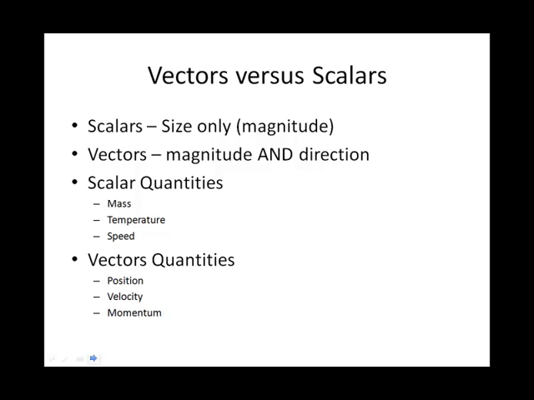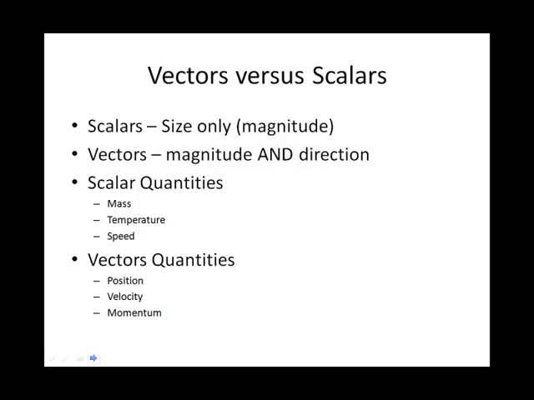A scalar quantity is a parameter in physics that only has size. Examples of scalar quantities might include mass, temperature, or speed. These are quantities that only have a size or a magnitude. A vector quantity also has a size or a magnitude, but in addition to that, it will have a direction. So we really want to get an understanding of what vectors are all about. Some examples of vector quantities include position, velocity, and momentum.